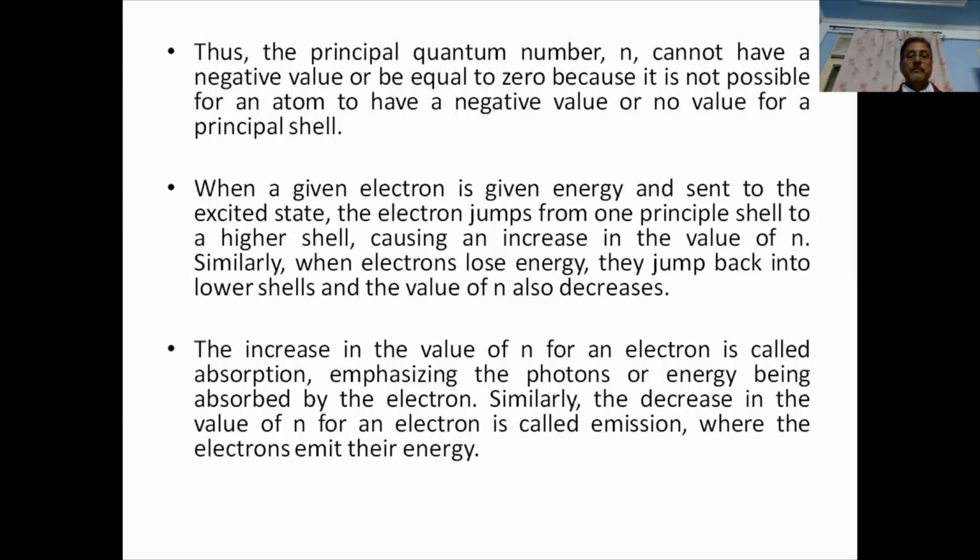nor can it have a zero value. When an electron is given energy and sent to the excited state, the electron jumps from one principal shell to a higher shell, causing an increase in the value of n. Similarly, when electrons lose energy, they jump back into a lower shell and the value of n also decreases. The increase in the value of n for an electron is called absorption, emphasizing the photons or energy being absorbed by the electrons. Similarly, a decrease in the value of n indicates a release of a photon, that is, emission of a photon.